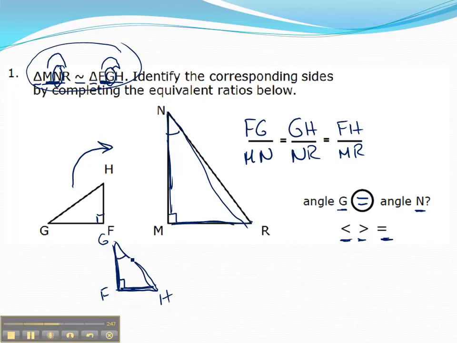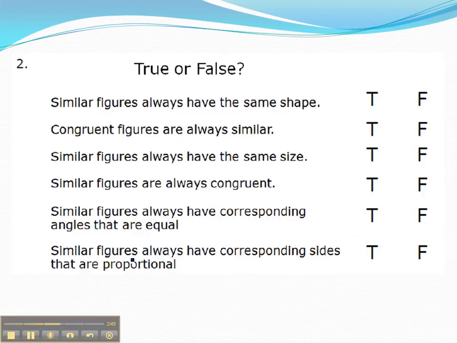They're congruent. Okay, number two, we have a bunch of true-false statements. The first one says, similar figures always have the same shape. Yes, that's the definition of similar figures. They have the same shape, but not necessarily the same size. So that is true. The second statement says, congruent figures are always similar. That's true. Congruent figures are equal in every way. So congruent is the most specific name for that, but they are also similar. So that is also true.